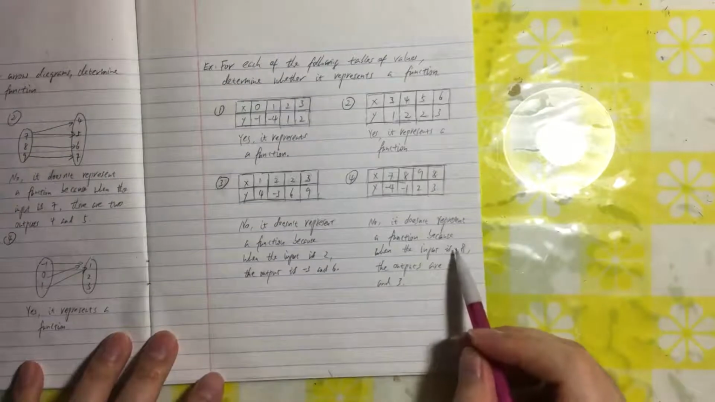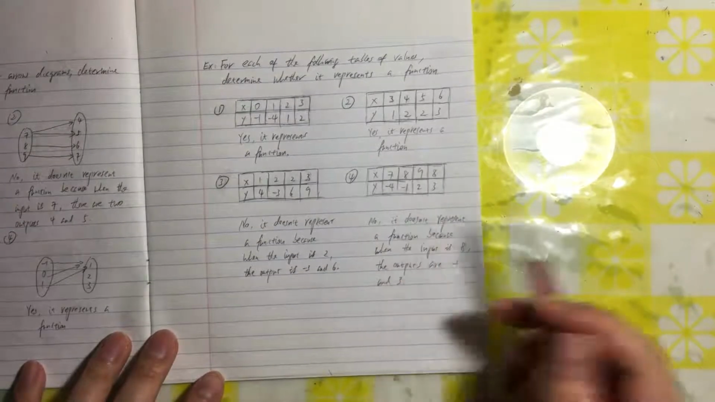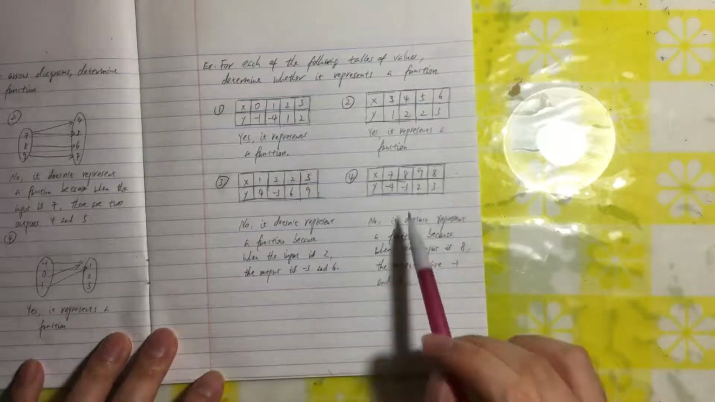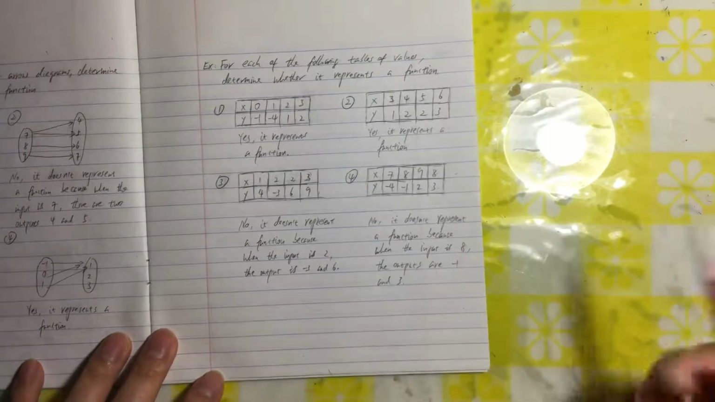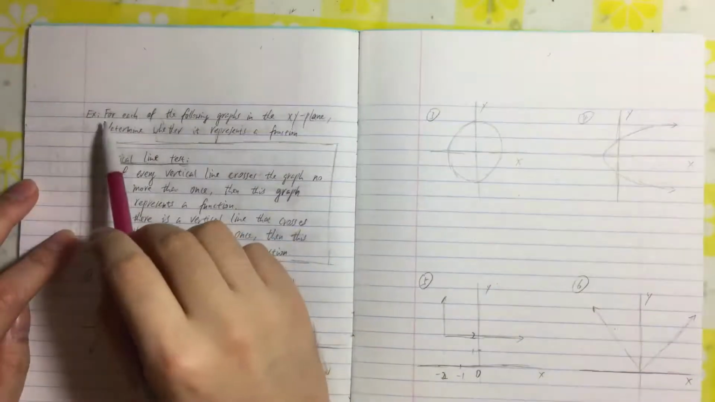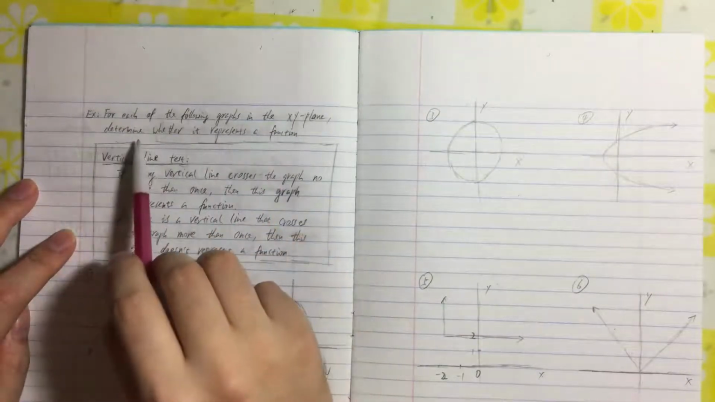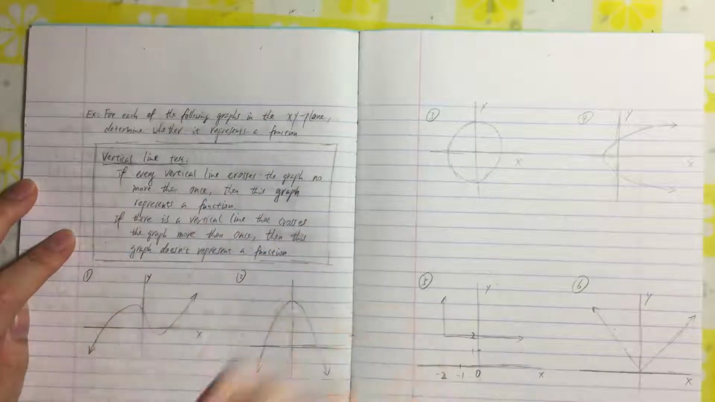When the input is A, the outputs are -1 and 3. Since for some input there is more than one output, this is not a function. This table doesn't represent a function. Next example: for each of the following graphs in the xy plane, determine whether it represents a function.